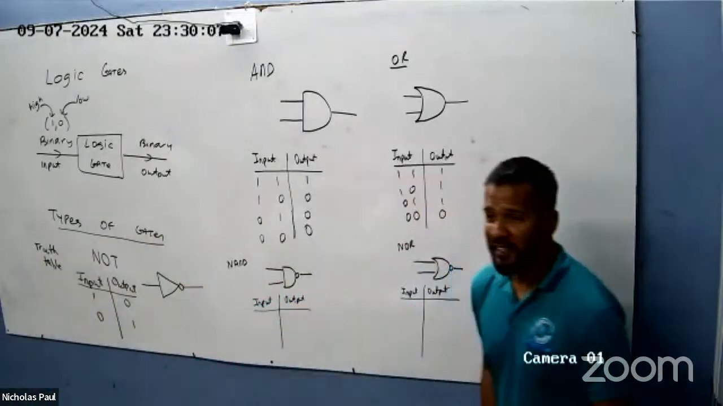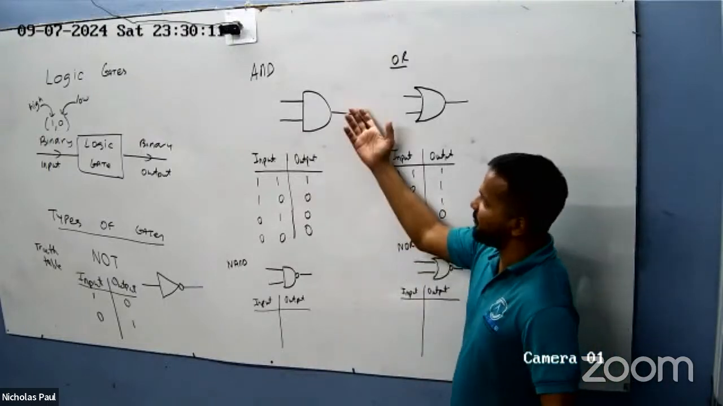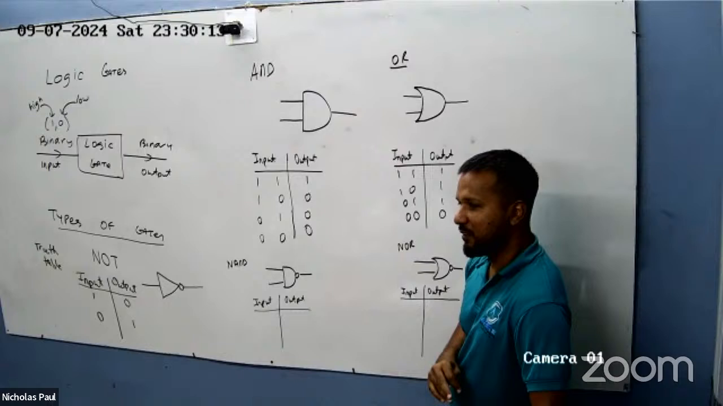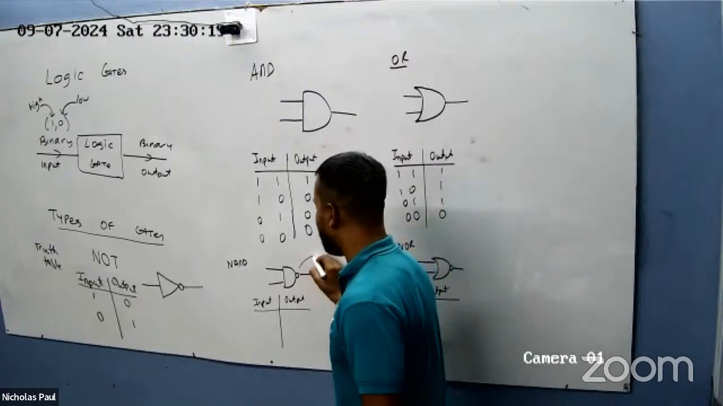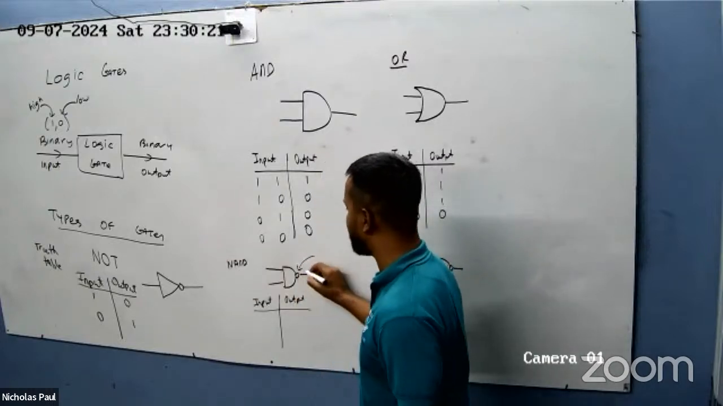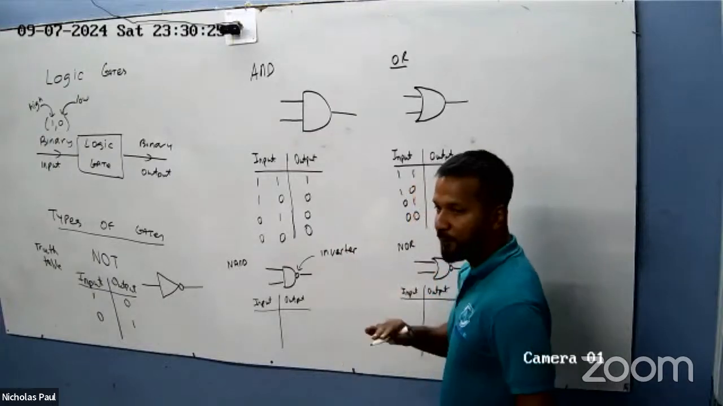How do you identify the difference between an AND and a NAND? A little bubble, right? That bubble. The NOT gate has it too. It's called an inverter, so it flips everything.